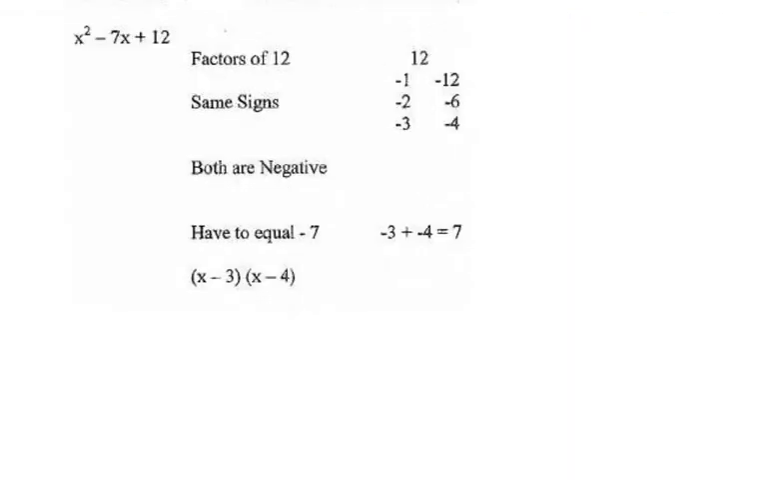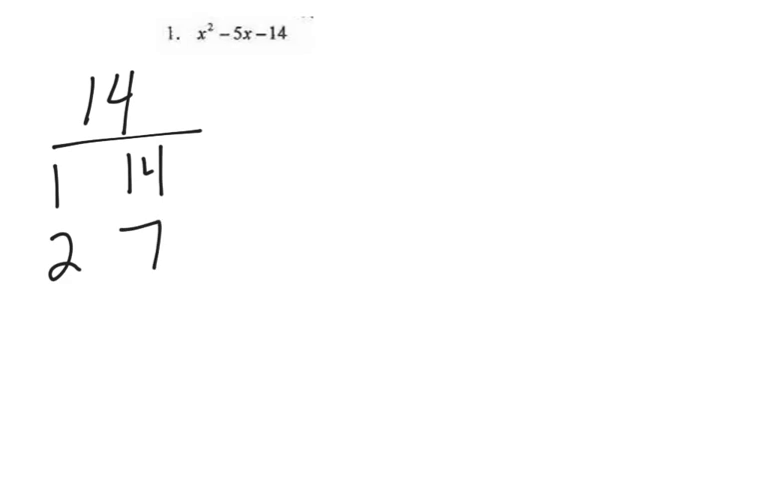Okay, so this is where it shows on your notes that same problem I just worked. So I'm not going to work it again, but it goes through kind of my thought process and what I did. So looking at number 1, we're going to start by finding the factors of 14. Well, what could you multiply together and get 14? 1 and 14, 2 and 7.